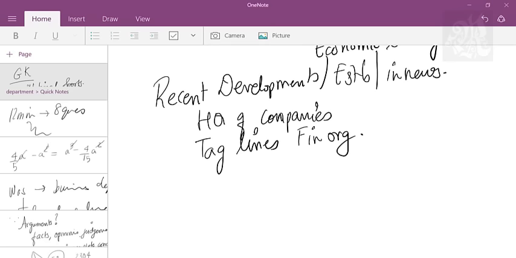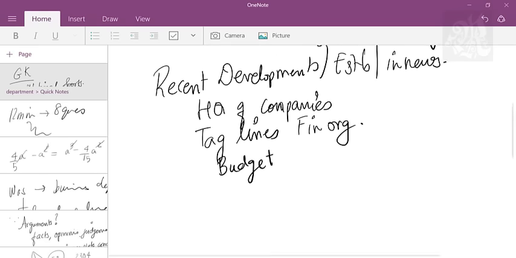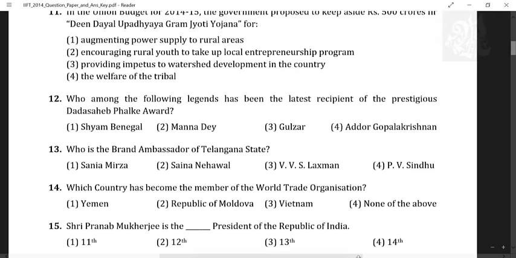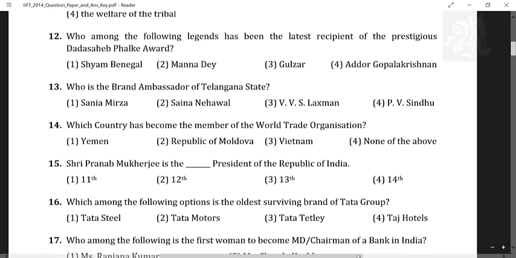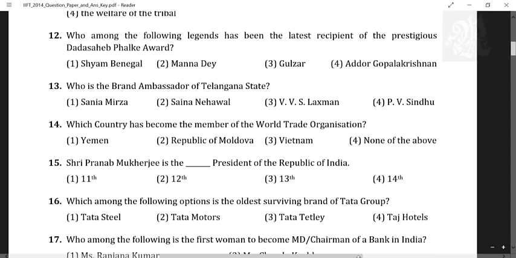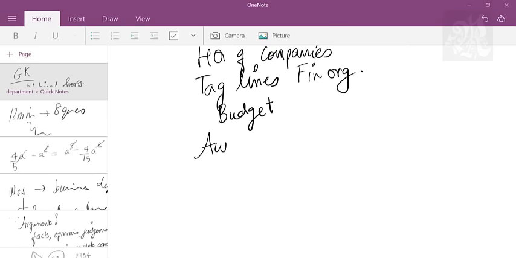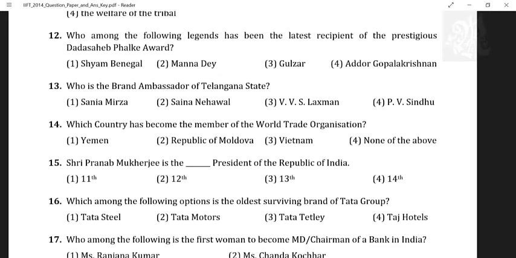Definitely go for the budget. Financial budget of the year, definitely go for it. Union budget. You can read these things in the last few days. Dadasaheb Phalke Award. So, awards and recognitions. Okay?